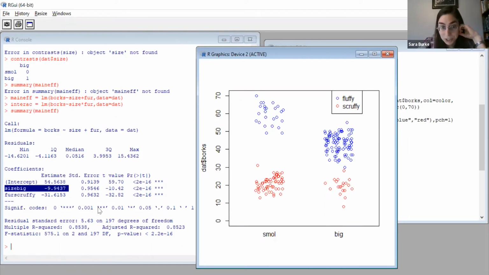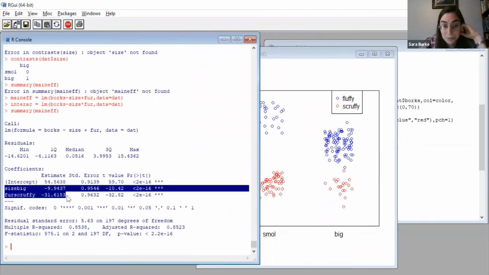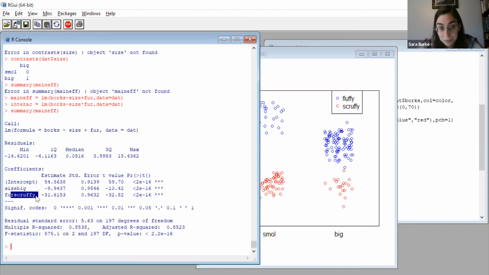If they were uncorrelated, then including them in the same regression model would not change their slopes. So we wouldn't get this nice illustration of what happens when you're adjusting for another variable. When you adjust for another predictor variable, it's useful to the extent that the predictor variables are correlated, because it's like saying I'm adjusting for the association between size and fur when I'm using size to predict Borks.